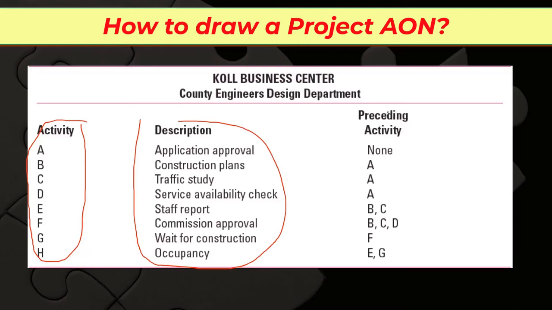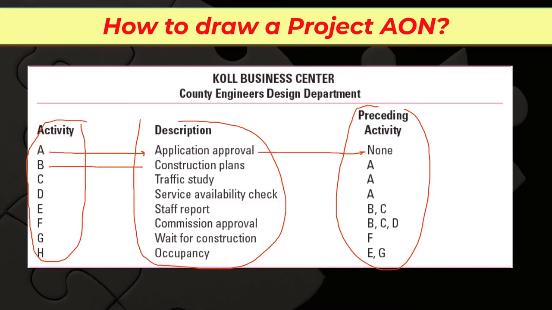And here, which is the preceding activity. So for activity A, that is application approval, there is no preceding activity. For activity B, that is construction plans, we have a preceding activity that is activity A. It means that activity A must finish before you start activity B. Okay? That's the way we read that.